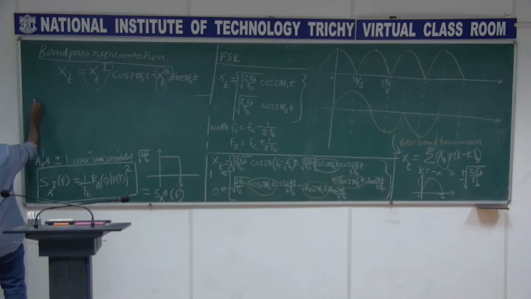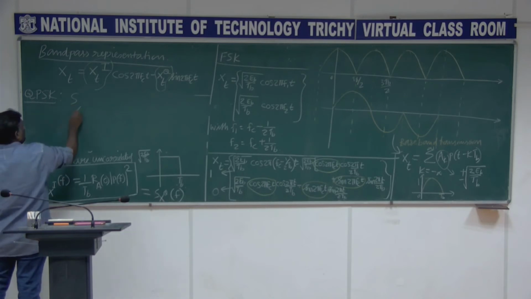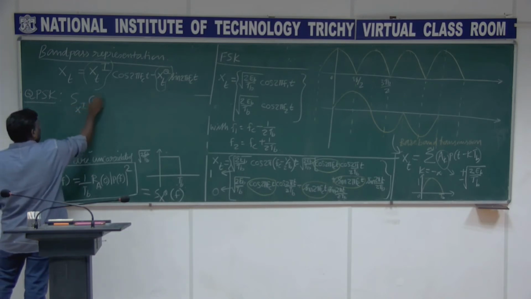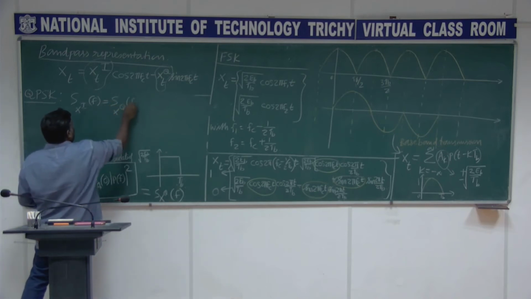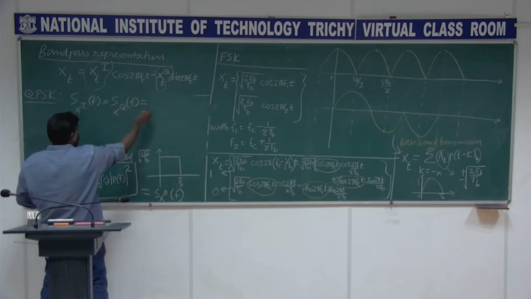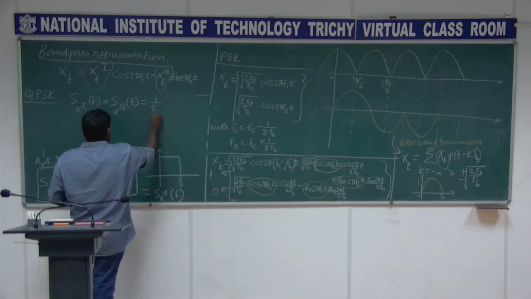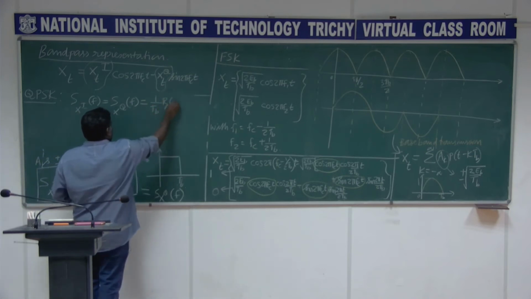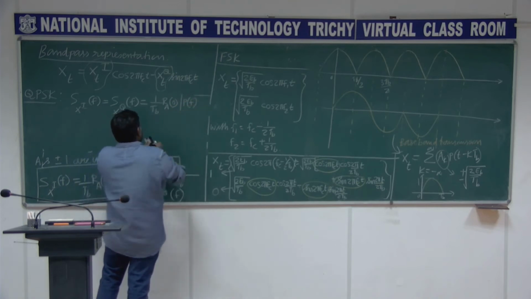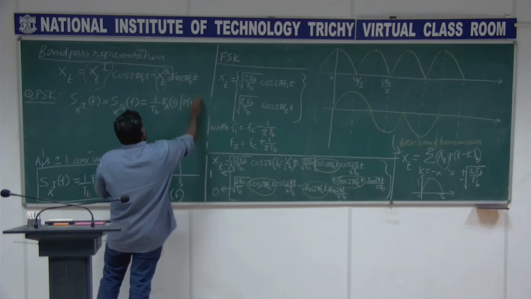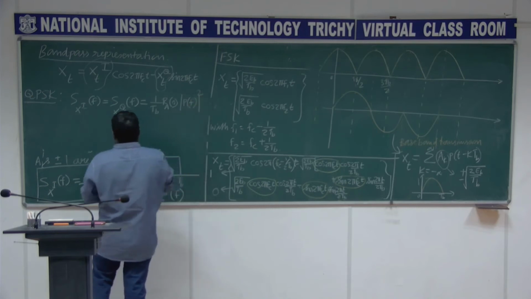What is needed for me is this. For QPSK, S_xI of f is S_xQ of f, which is 1 by T_B, R_A of 0, times the magnitude square of P of f.